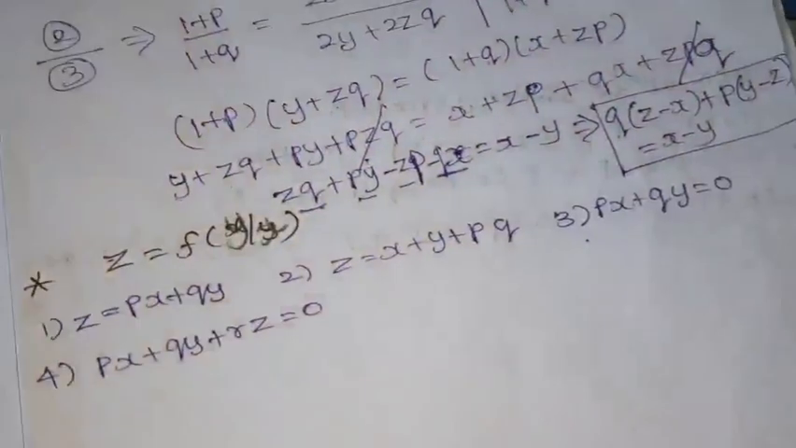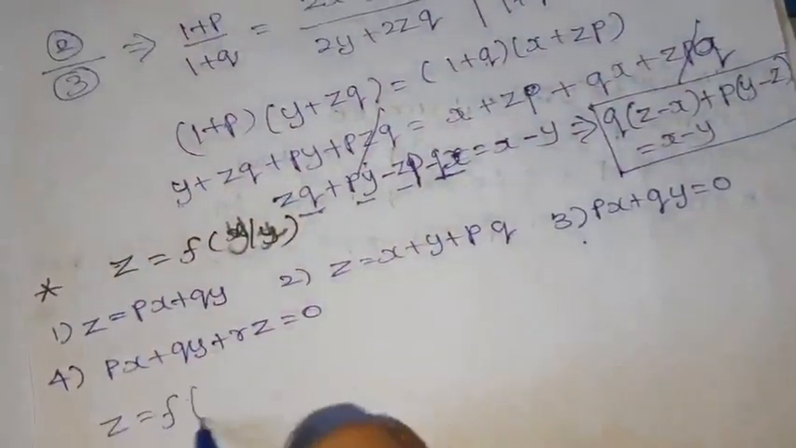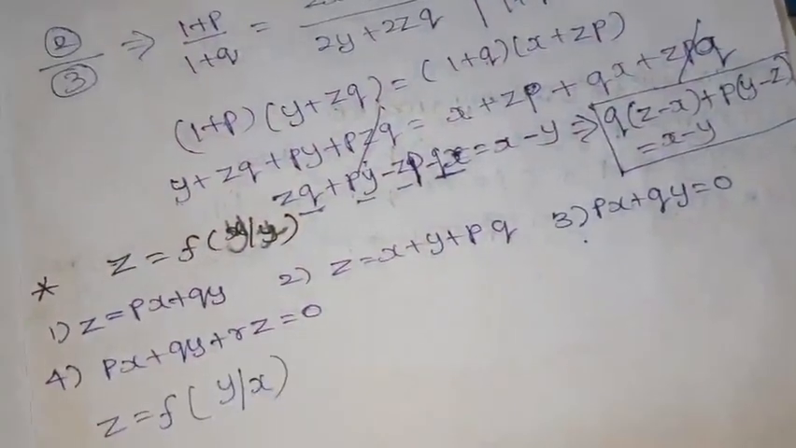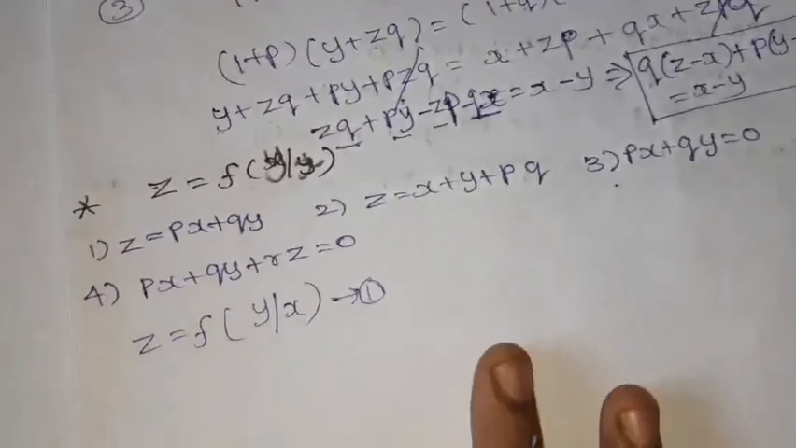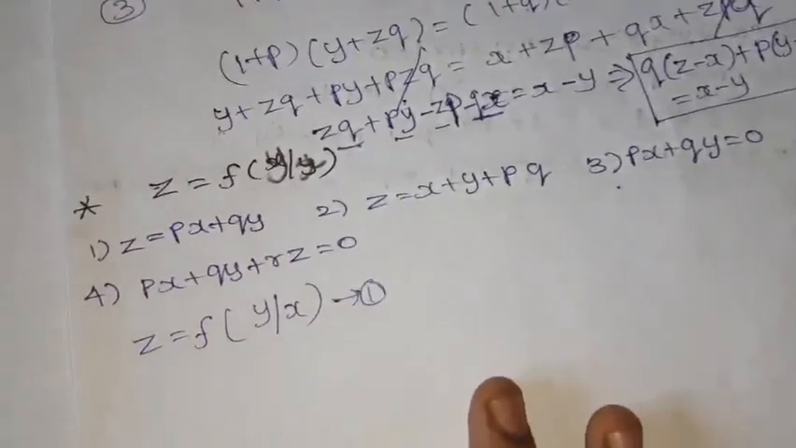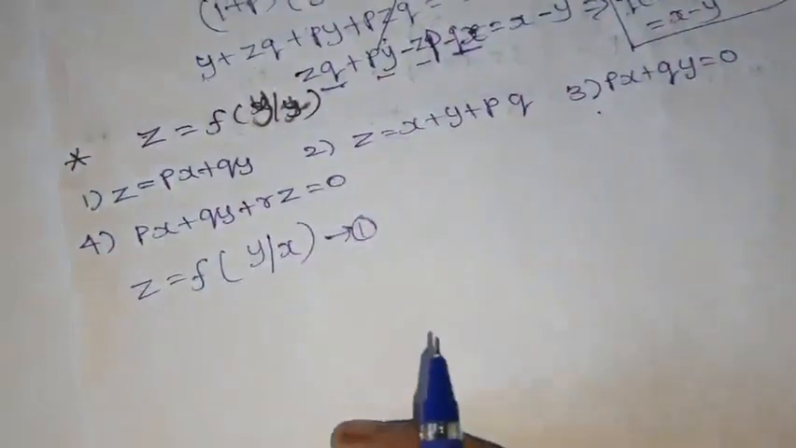We'll move on to the next one. What is that? z equal to f of y by x. First, this is equation 1; we need to differentiate this term with respect to x. What will we get?